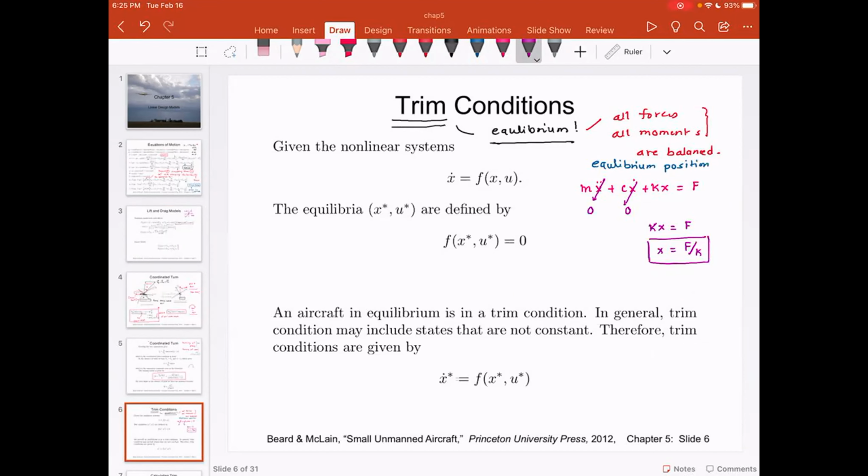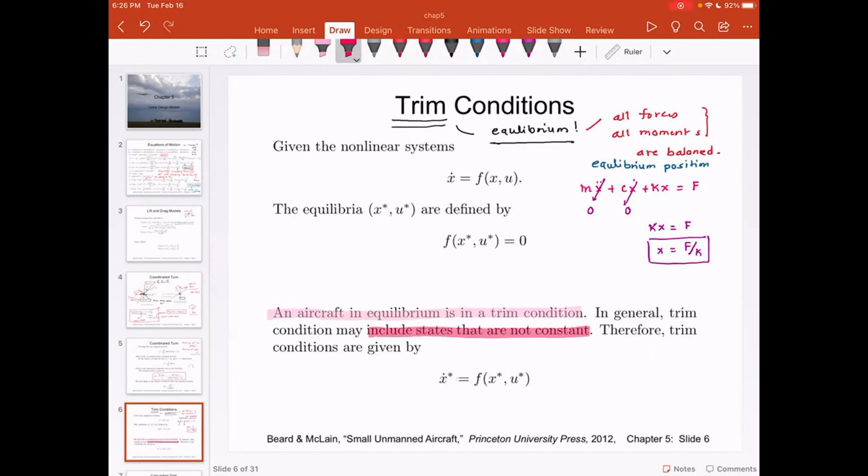The difference between the equilibrium in statics and dynamics and trimming is this: if you consider the aircraft to be in static equilibrium, which means all the velocities and accelerations are zero, then there is no forward speed. No forward speed means no lift. No lift means the aircraft is going to fall down. That's why, in general, an aircraft in equilibrium is considered to be in trim condition. But trim condition, and this is an important statement, may include states that are not constant.